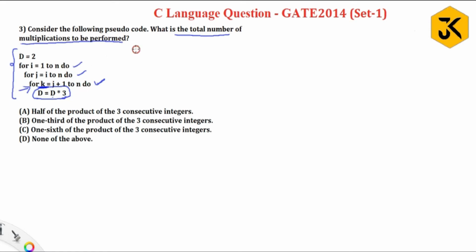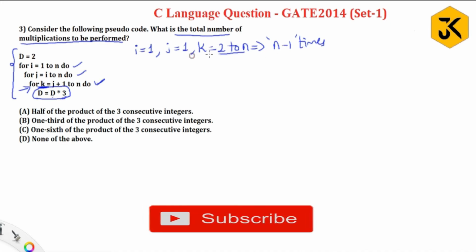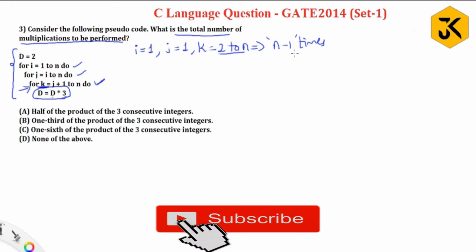Let's take the outermost loop, where i equals 1. When i equals 1, j will be i, so j is once again 1. k will be j plus 1, which means 2. k goes from 2 to n, and this many times the multiplication statement is going to execute. 2 to n means n minus 1 times. So when i equals 1 and j equals 1, this statement is going to execute n minus 1 times.